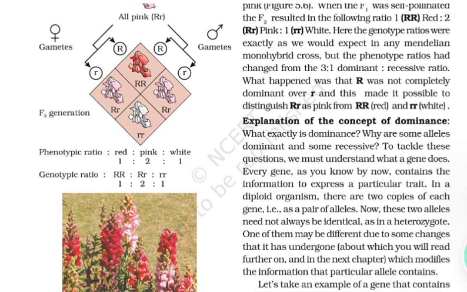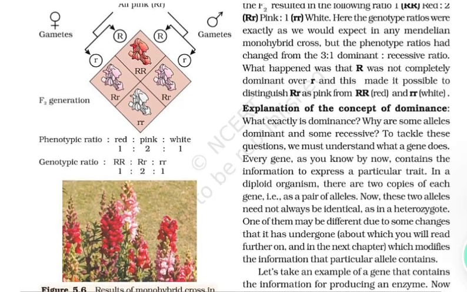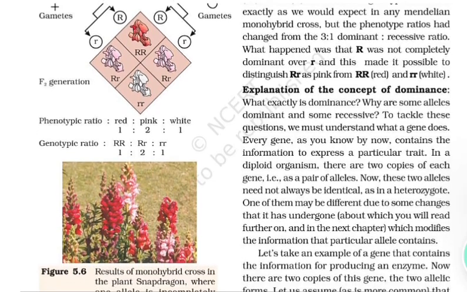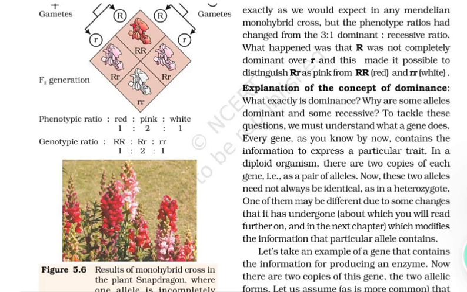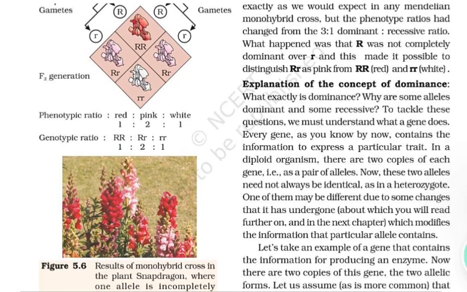Here, the genotypic ratio were exactly as we would expect in any Mendelian monohybrid cross, but the phenotypic ratio had changed from the 3:1 dominant to recessive ratio. What happened was that capital R was not completely dominant over the small r, and this made it possible to distinguish capital R small r as pink from capital R capital R red, and small r small r white.